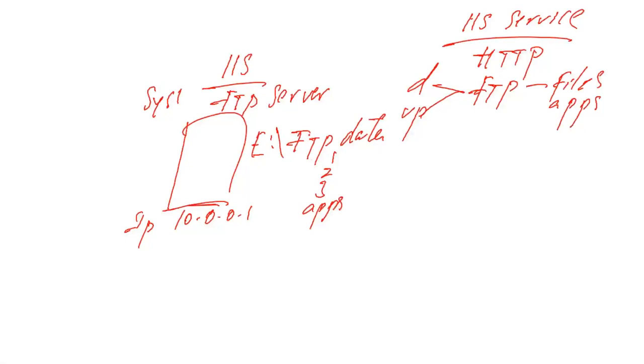Please write down: in system one FTP server, login as an administrator. Then write down: open the E drive, create one folder by the name FTP data.